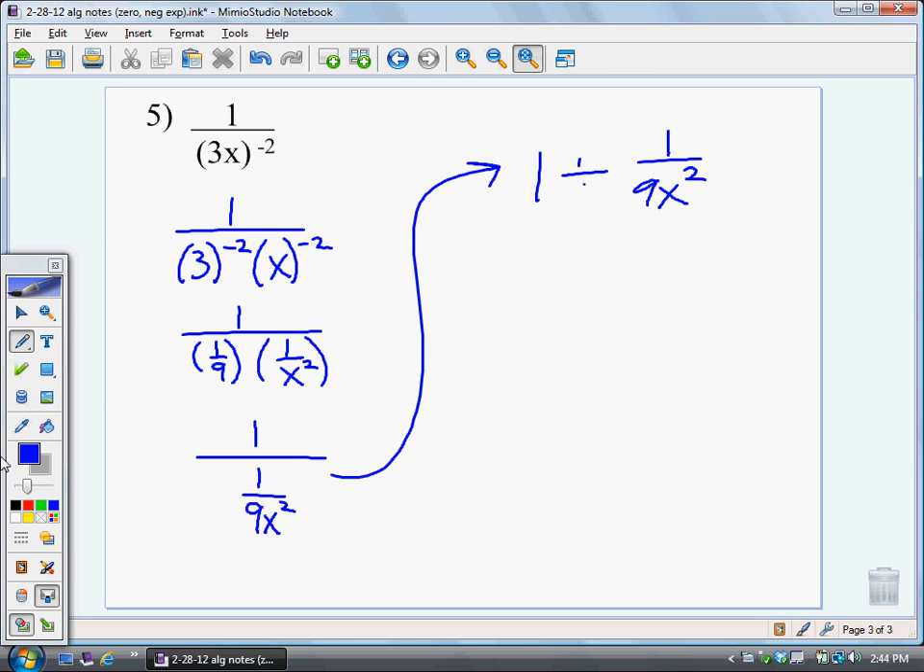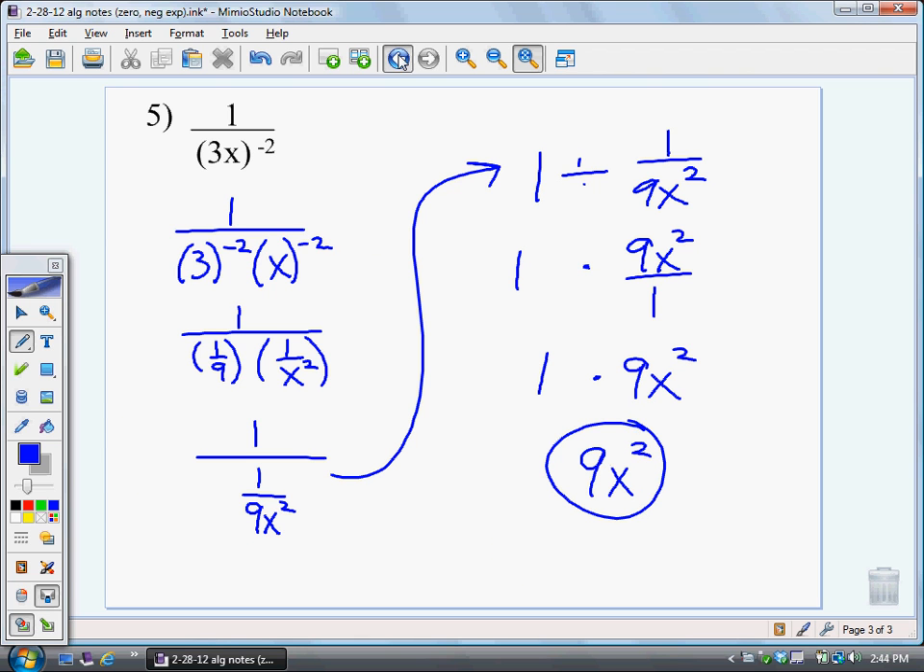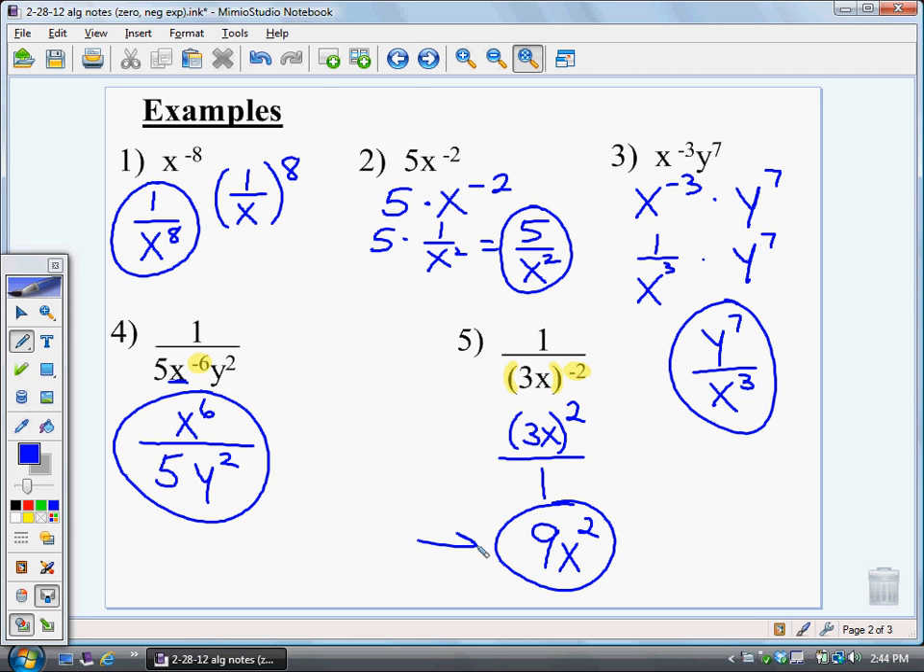When I divide with fractions, I'm always going to multiply by the reciprocal. So I would take 1 over 9x squared and make it 9x squared over 1. Okay, the beginning part still stays 1. And all I'm really going to do then is take 1 times 9x squared. And 1 times 9x squared is 9x squared. And that answer is the same answer that we just had right here. Okay, but this way is a lot simpler.